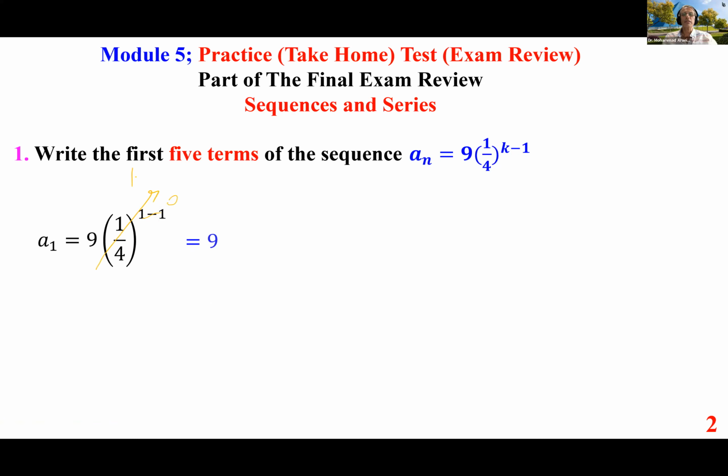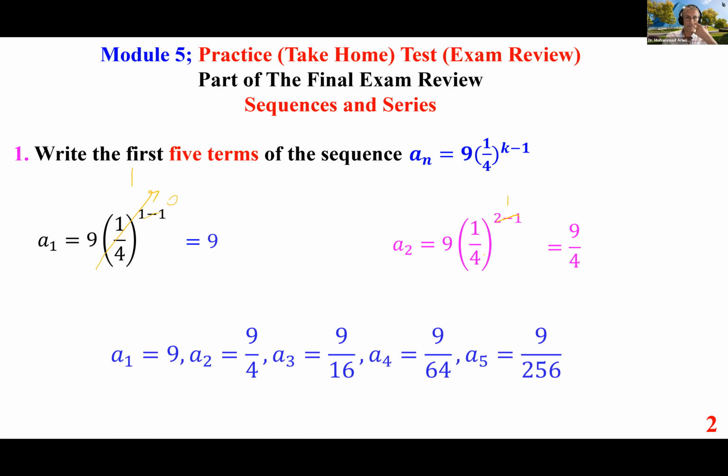Let's replace that with number 2. So that means 1/4 to the power of 1 is 1/4, times 9 is 9/4. That's the second one. If we can figure out the first two, that means we can figure out the rest of them. So all we have to do is replace the n with 3, 4, and 5. And we have the final answer.